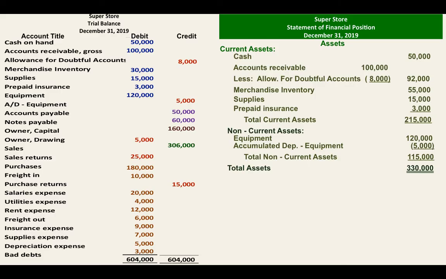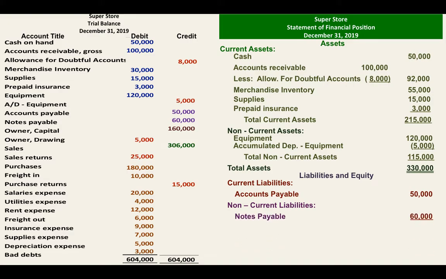And then we will have the total non-current assets, and current assets plus total non-current assets will give you your total assets. And then liabilities and equity, we have the accounts payable and the non-current liability of notes payable. We have to add that. That will be your total liabilities plus your equity, your owner's capital end of 220,000, and we will have total liabilities and equity at 330,000. You will note, class, na balance ang ating total assets with our total liabilities and equity.